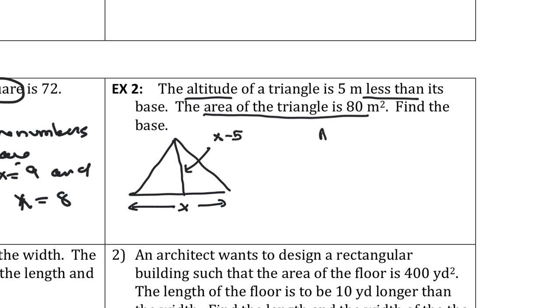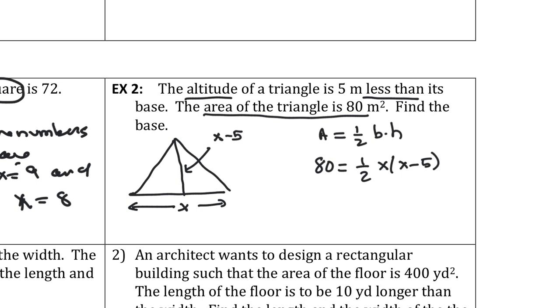Now we're told that the area of our triangle, which is 1/2 base times height, was given to you as 80. So 80 equals 1/2 your base, which is x, and the height, which is x minus 5. So we want to simplify this problem and set it equal to 0.